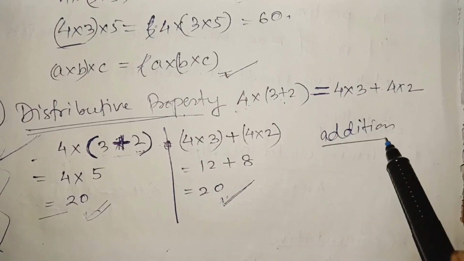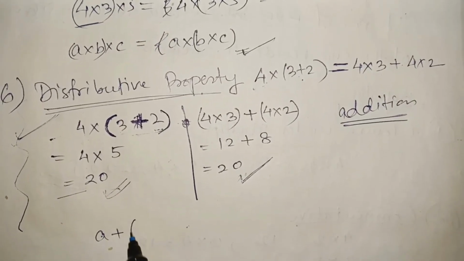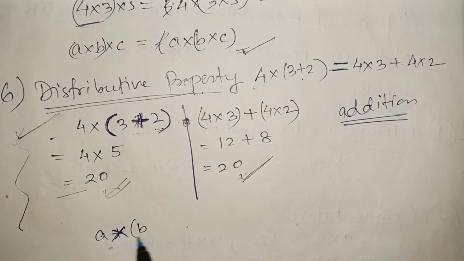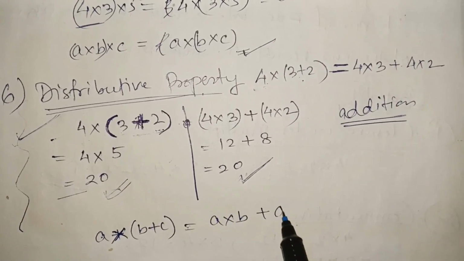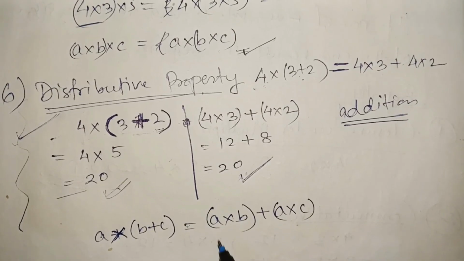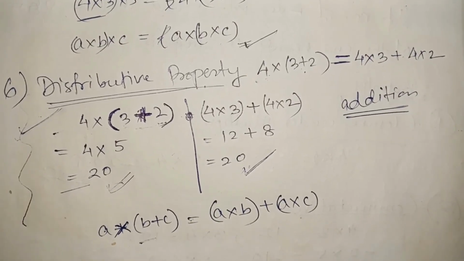Now let us check. तो हम यहाँ पे क्या इन्फर कर सकते हैं कि for any integer a, a into b plus c is equal to a into b plus a into c. Okay, now this distributive property satisfies for addition. Now let us check whether it satisfies for subtraction or not. So let us take any three numbers.